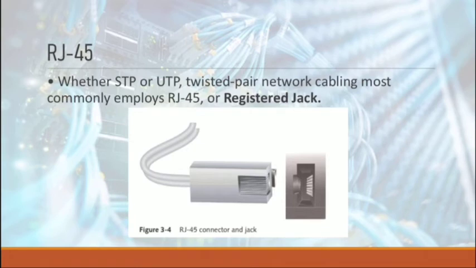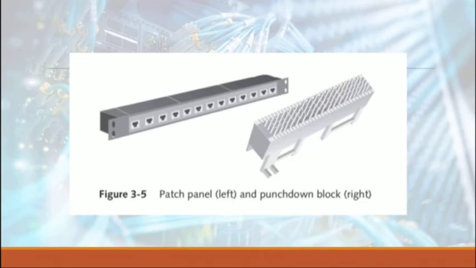RJ45. Whether STP or UTP, twisted pair network cabling most commonly employs RJ45 or registered jack. Shown below is the RJ45 connector and jack. Shown in the picture is the patch panel on the left and the punch-down block on the right.